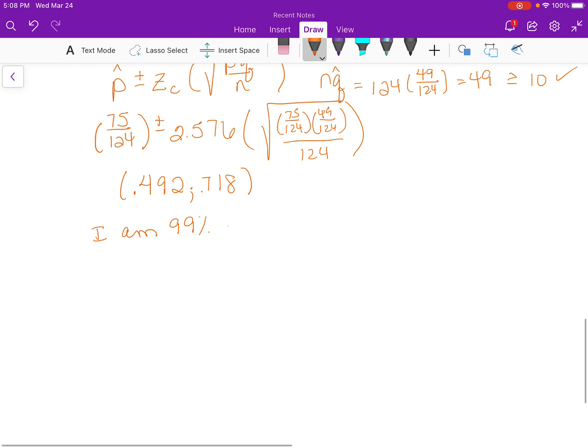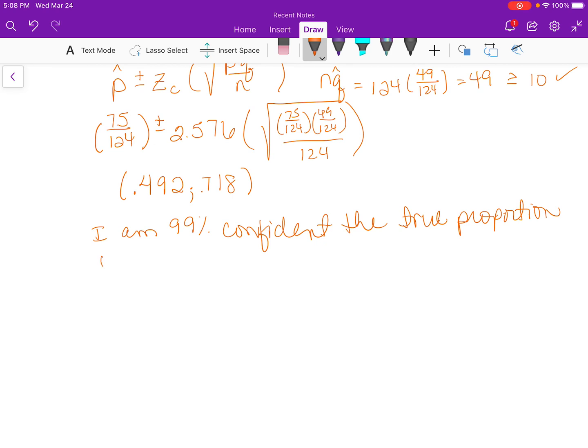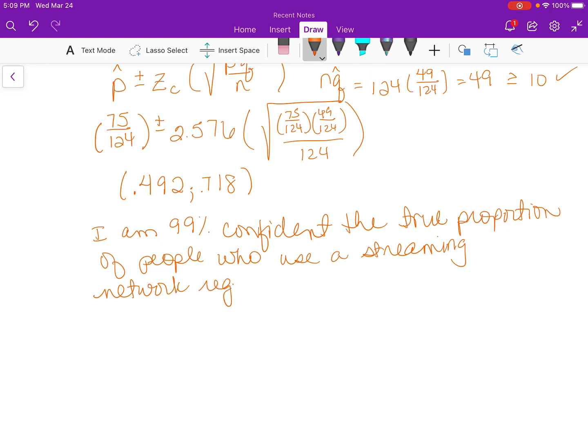So to interpret this, I would say I am 99% confident the true proportion of people who use a streaming network regularly is between 0.492 and 0.718.